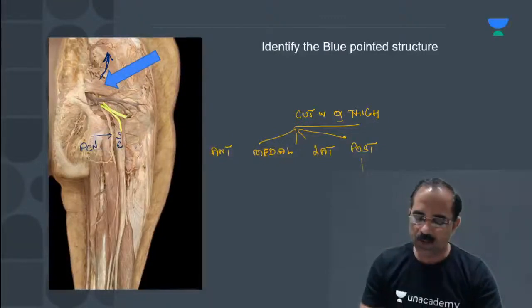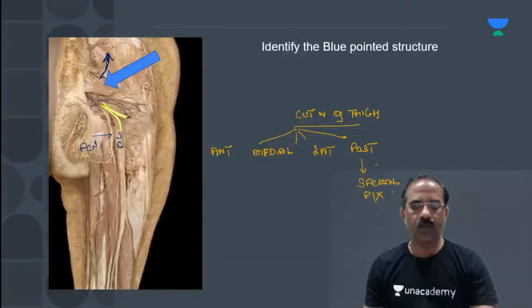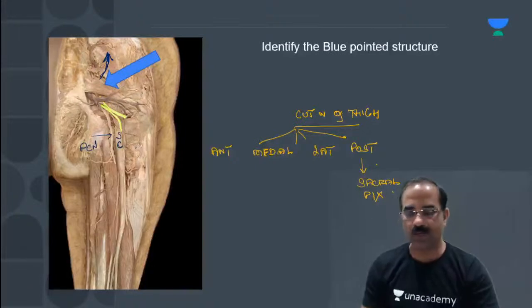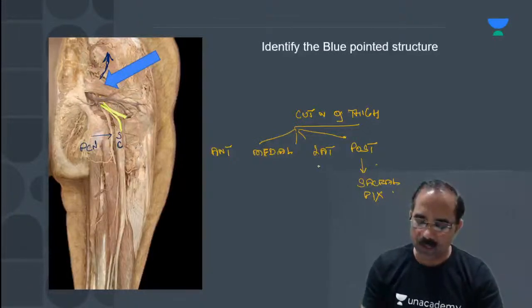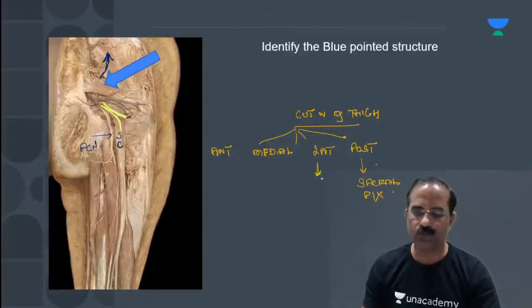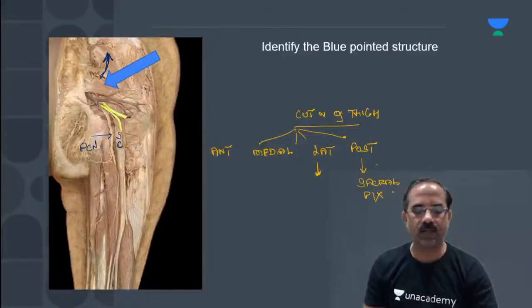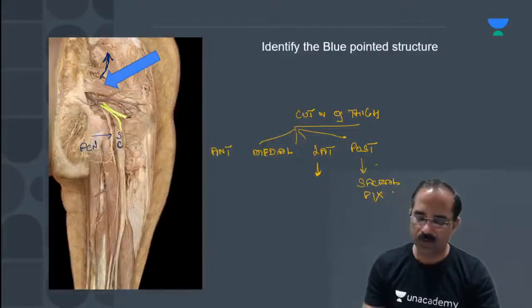The posterior cutaneous nerve of thigh is a branch of the sacral plexus. The lateral cutaneous nerve of thigh is a branch of what? Come on, students, if you can answer this. The lateral cutaneous nerve of thigh is a branch of the lumbar plexus.